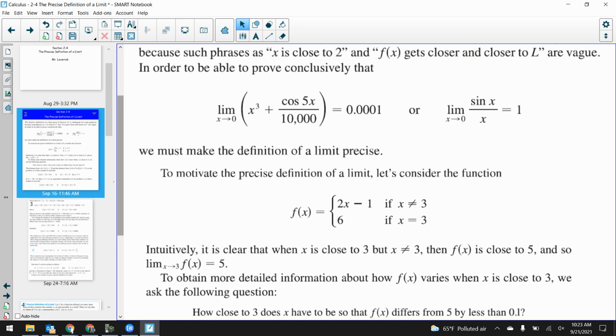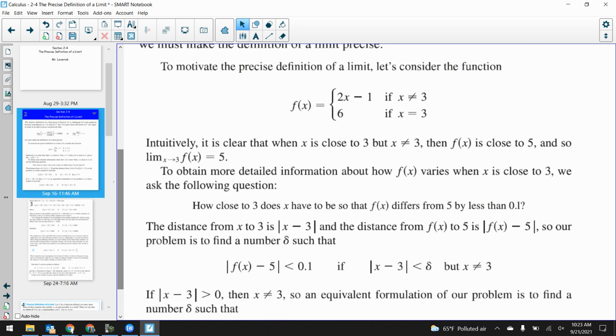Now, to motivate this process, to kind of initiate this process, we're going to examine this piecewise function. f of x is equal to 2x minus 1 if x is not 3. So everything other than 3, f of x is 2x minus 1. If x is 3, f of x ends up being 6.